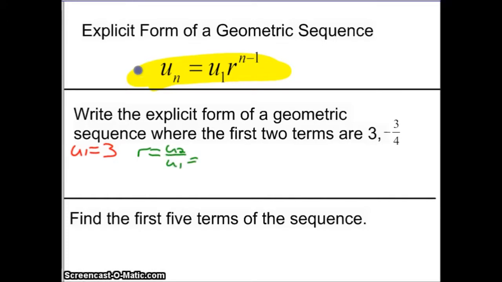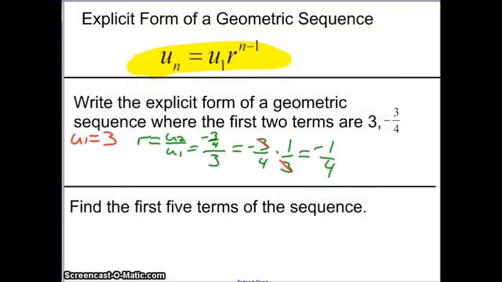Now to find my common ratio, I am going to divide the second term by the first term. So I am going to take -3/4 and I'm going to divide by 3. To divide fractions is the same thing as multiplying by the reciprocal. And when you're multiplying fractions, you can cancel common factors. So my common ratio is -1/4. So I only needed to know 2 things to write this formula, and now I know them.